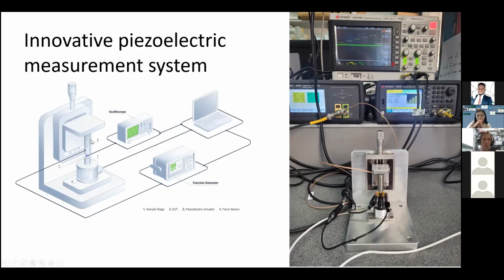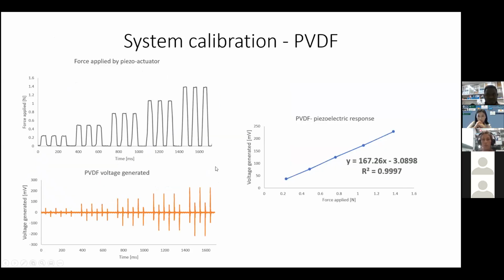For the components, we have an actuator, which is responsible for force application on the sample. The force is measured by a force sensor, and the generated voltage is measured by an oscilloscope. All the data is combined and analyzed together. To verify the measurement system, we used a thin film of PVDF, a known piezoelectric reference with a known piezoelectric value. Here you can see the force that was applied on the sample, measured by the force sensor.